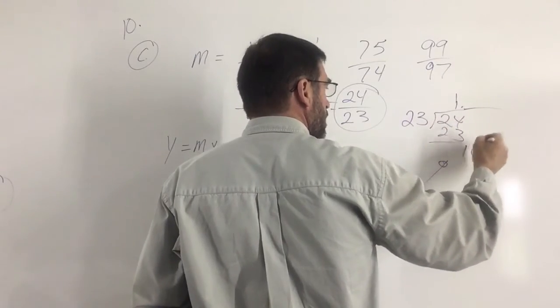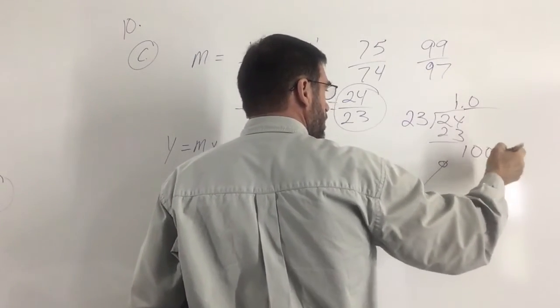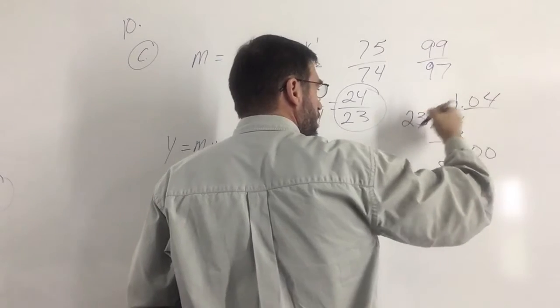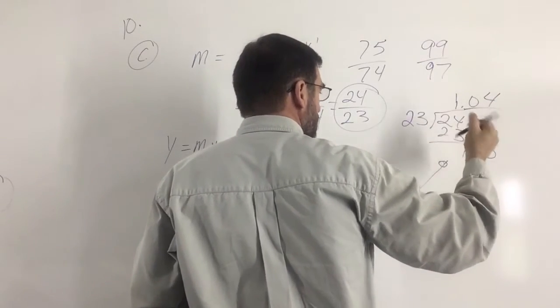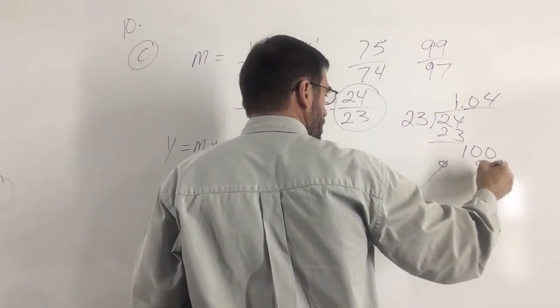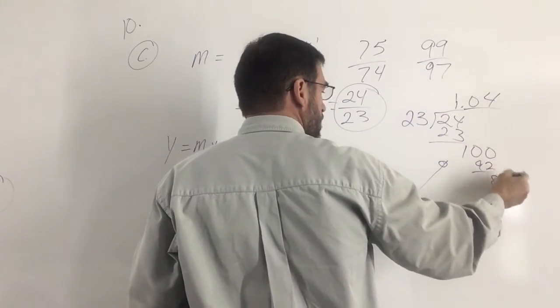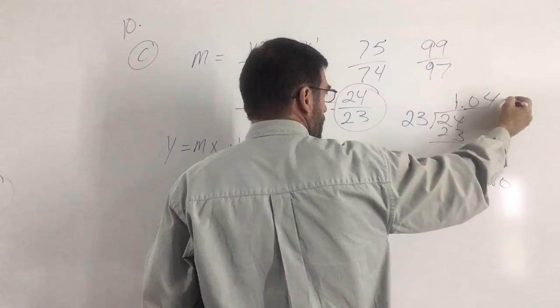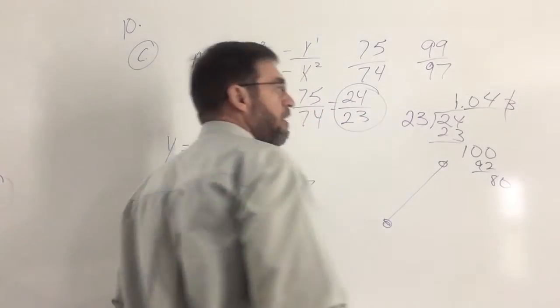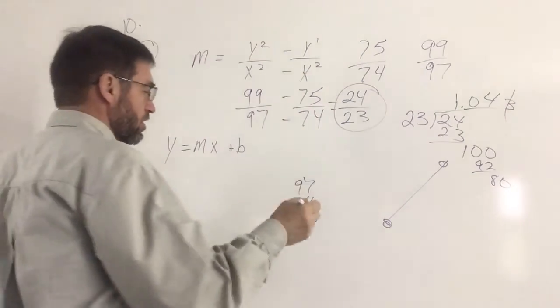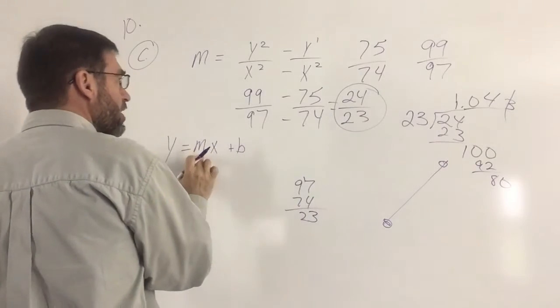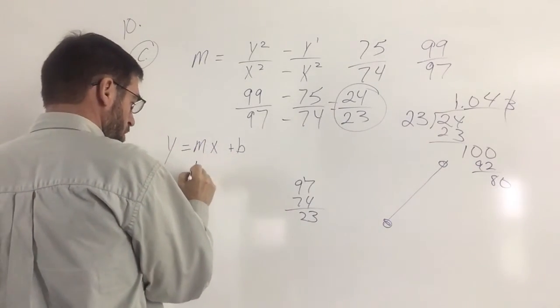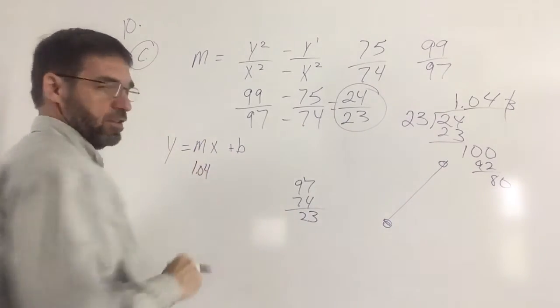23 into 1, 10, it'd be 0, and 100. That's going to go 4 times. 3 fours is 12, 92, 8. So it's going to be 1.04. Okay, my M is 1.04. Is this coming back to you? Is it making sense?